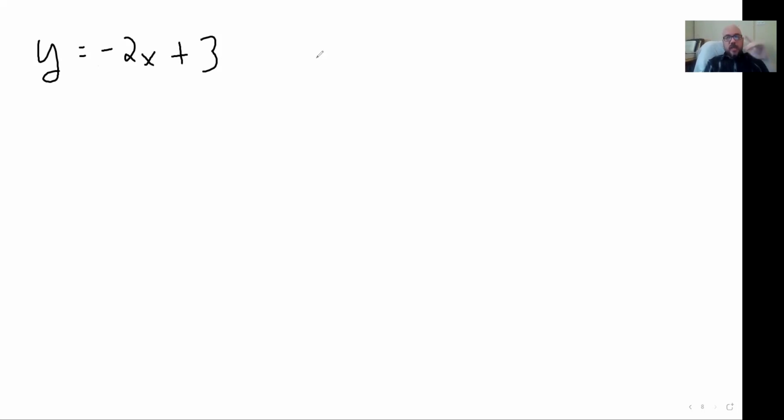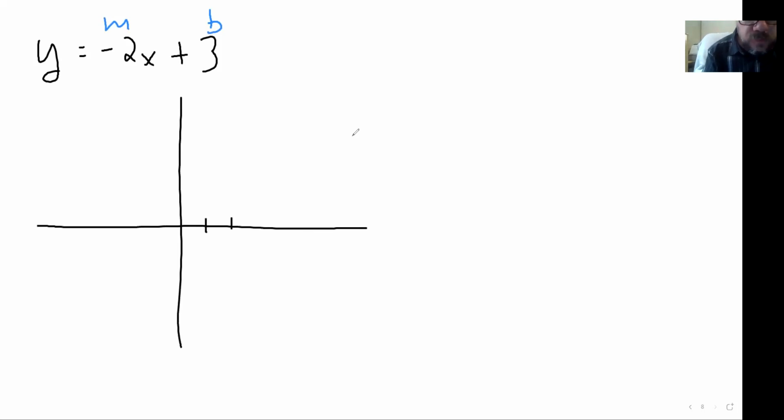The good way to do this is to notice that I have this line in the form y equals mx plus b, where m is -2 and b is 3. And I know what those things mean, right? M is the slope and b is the y-intercept. So I can identify before I do anything what the slope and the y-intercept are, and that is enough to graph the line. I actually don't need anything else. In fact, any point on the line plus a slope will do it for you. That's all the information you need. Let me show you why.